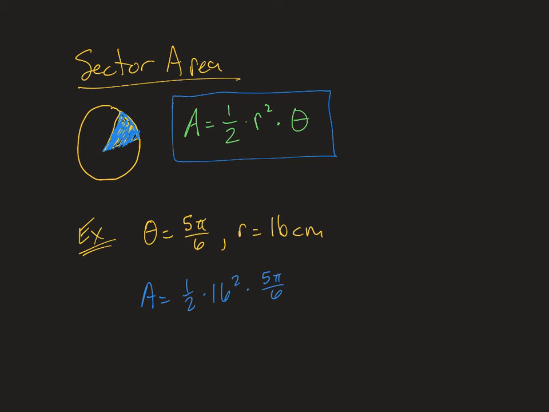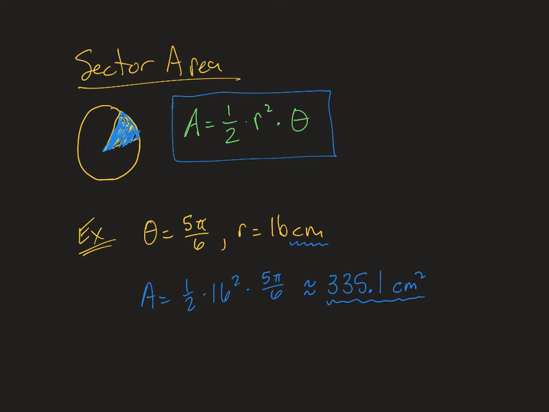And again, because we want to represent this area as simply a decimal number so that people can make sense of how big that sector really is, we are simply going to type in 1/2 times 16 squared times 5 pi divided by 6. And when you do that, you're going to get an approximate area of about 335.1 square centimeters. If your radius is measured in centimeters, your sector area is measured in square centimeters. So make sure you label those answers.